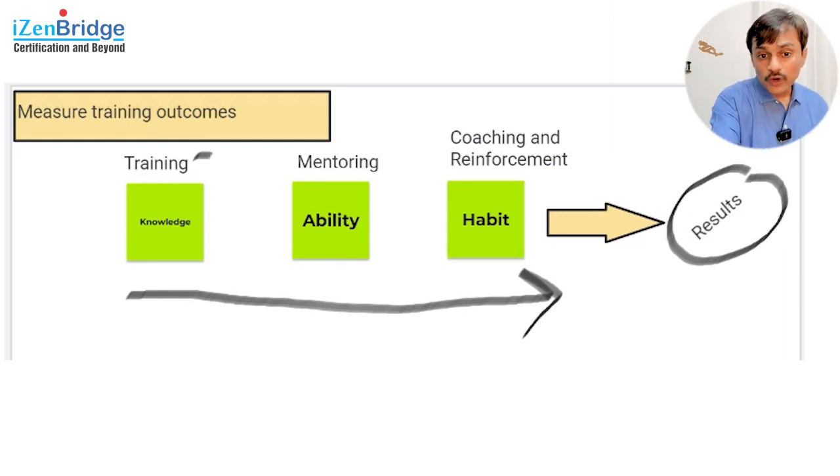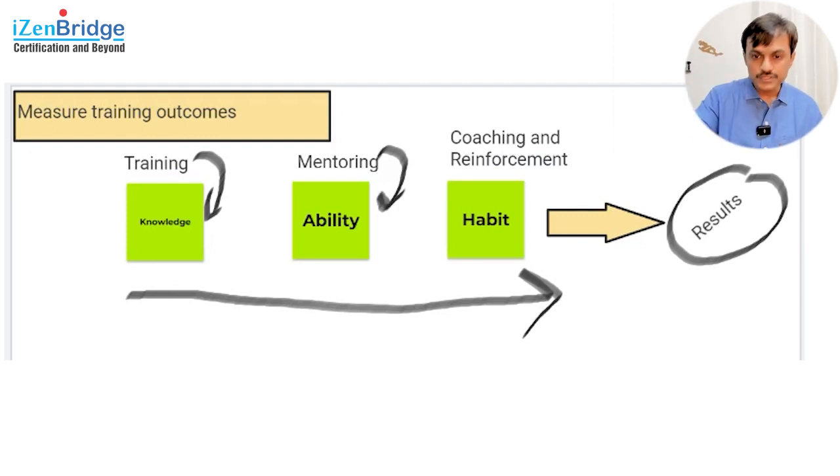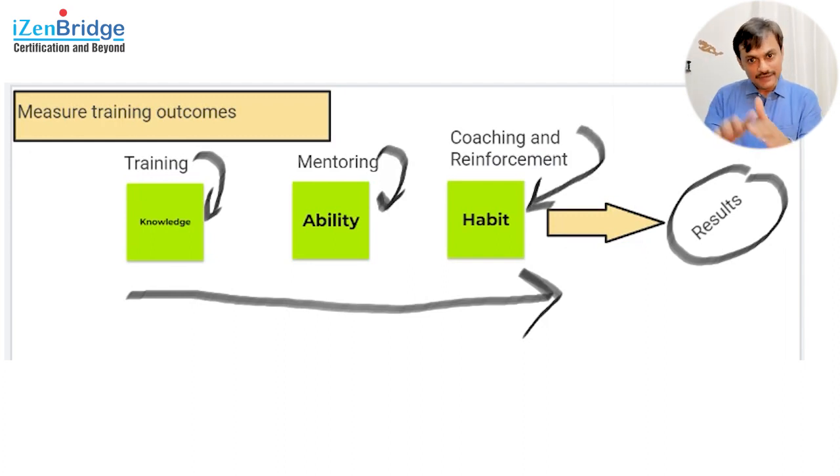So in order to acquire knowledge, we focus on training. In order to develop ability on an ongoing basis, we focus on mentoring. And in order to reinforce and develop a habit of producing results, we do a different kind of intervention, which is coaching and reinforcement. Incidentally, we have another task which is focusing on mentoring. Someday we will take that task and focus more on mentoring and coaching. But here I just wanted to say that the training outcome might be our major focus area, but it may not directly contribute to the result because it takes time.